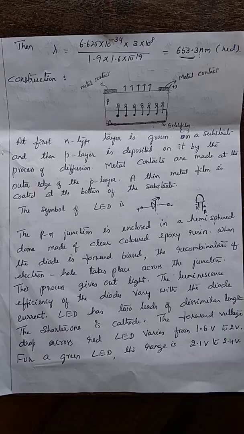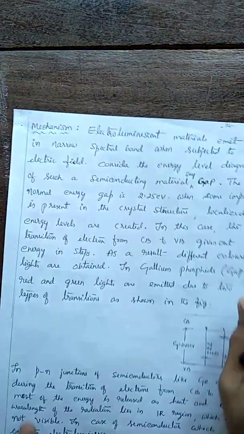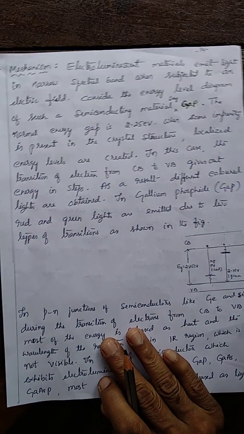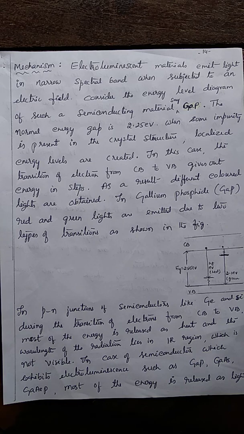This is about the construction of the LED. Now, what is the mechanism of this LED? Here in LED, to prepare an LED, it is a specially prepared PN junction which is forward biased.